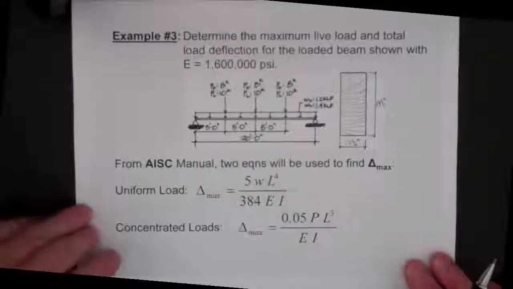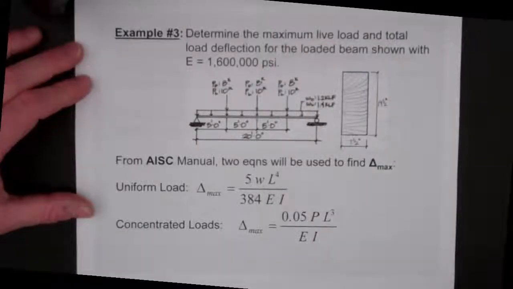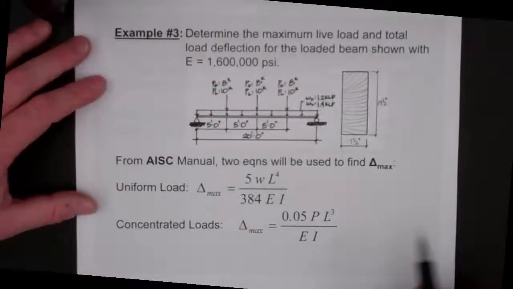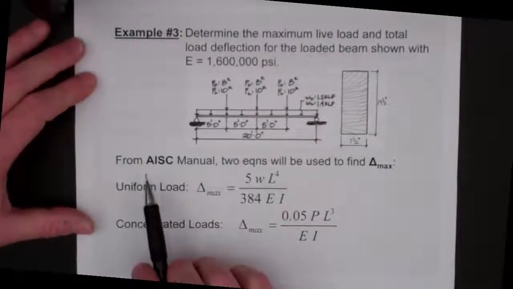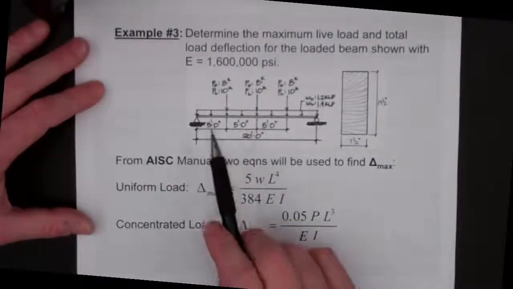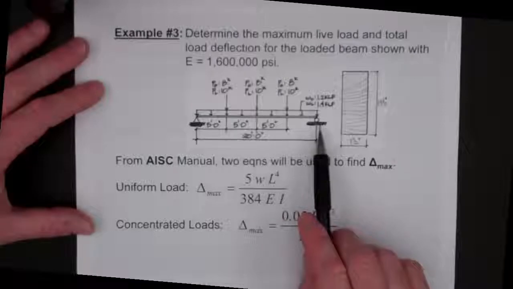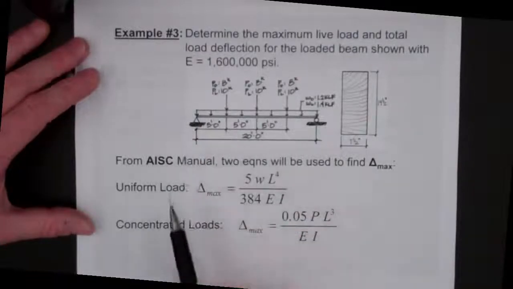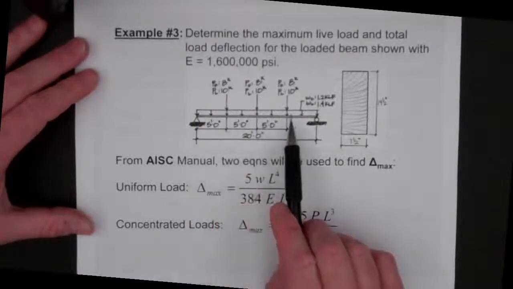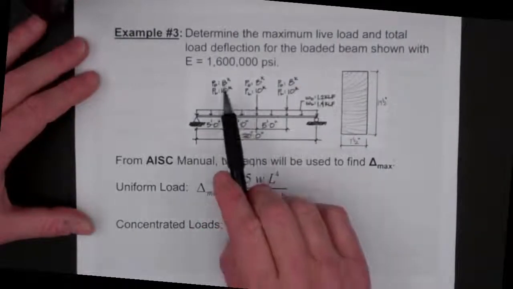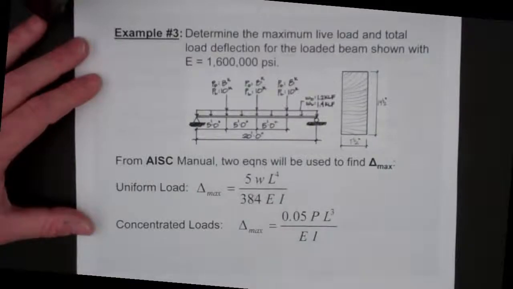Our final example is a deflection problem. We will be using equations from the American Institute of Steel Construction, or the AISC. We have a uniformly loaded beam with a dead load of 1.2 kips per foot and a live load of 1.4 kips per foot over the entire length of 20 feet. Also, we have 3 equally spaced point loads at 5 feet spacing, and they're 8 kip dead load and 10 kip live load.